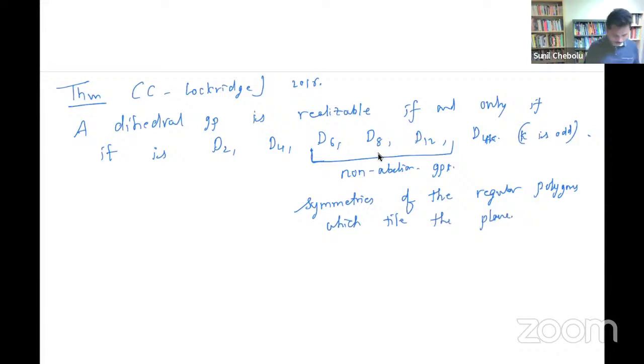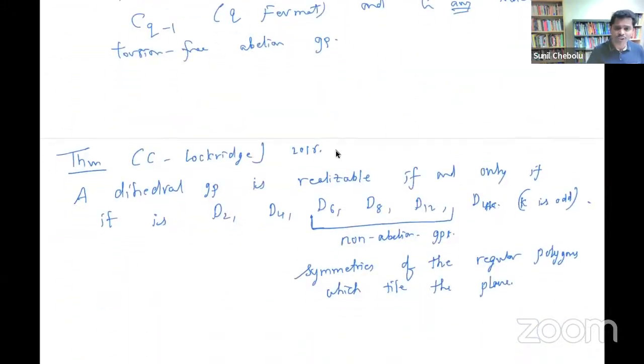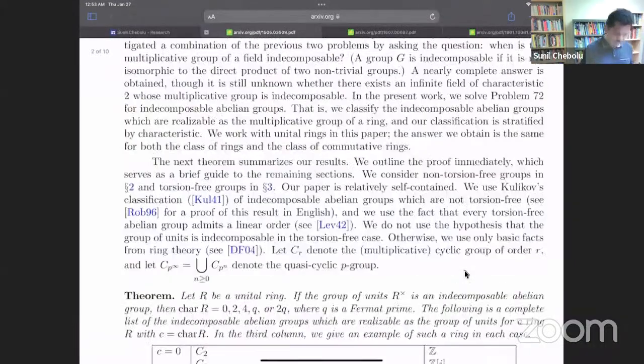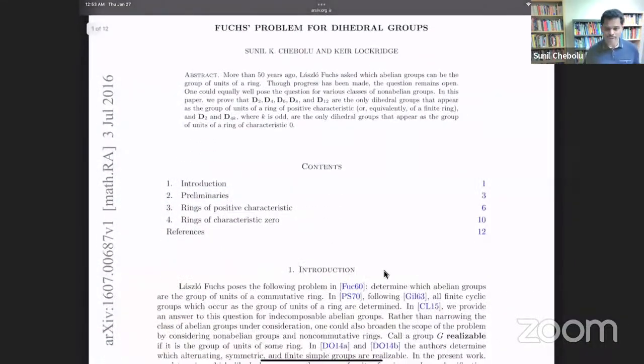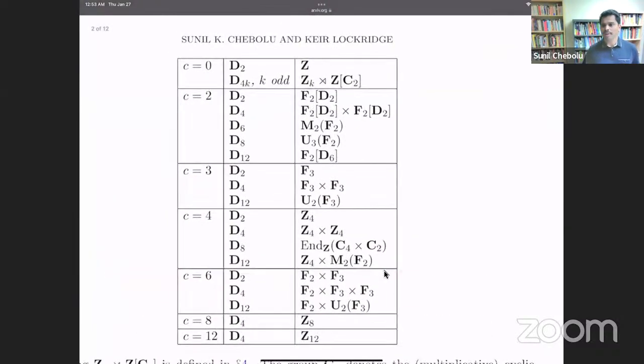So the only regular polygons that can tile the plane are equilateral triangles, squares, and hexagons, which have symmetries D6, D8, and D12 respectively. Okay, and just like we did with the earlier theorem, our theorem here is also stratified by characteristic. Let me show you that. This is the one which appeared in the Journal of Pure and Applied Algebra. So here is the full classification.